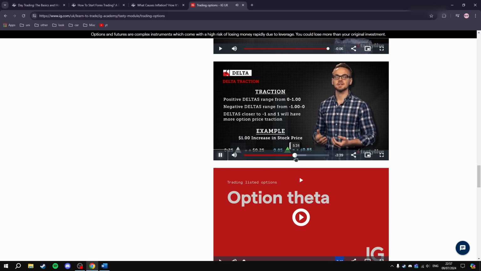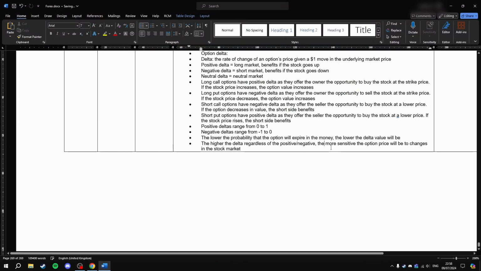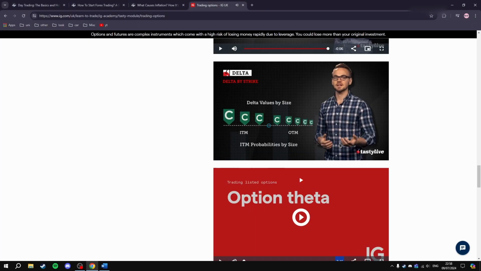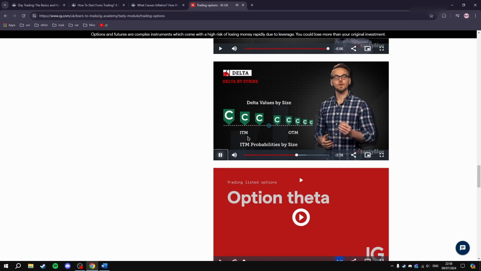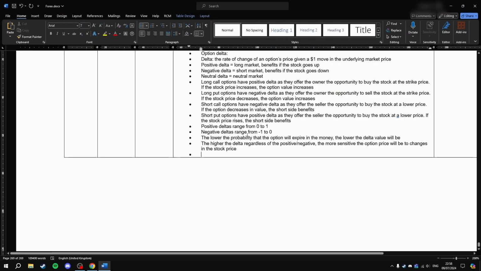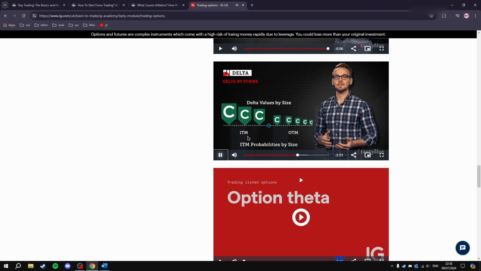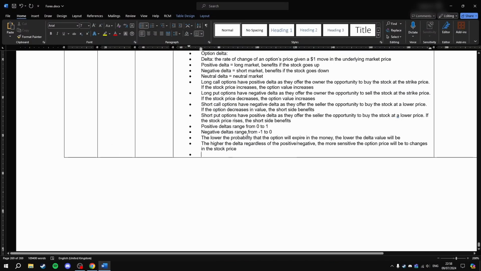Traction than an option with a delta of 85. The higher the delta, regardless of whether it's positive or negative, the more sensitive the option's price will be to changes in the stock price. Like I just mentioned, the lower the probability of the option expiring in the money, the lower the delta it will have. The higher the probability of the option expiring in the money, the higher the delta it will have.